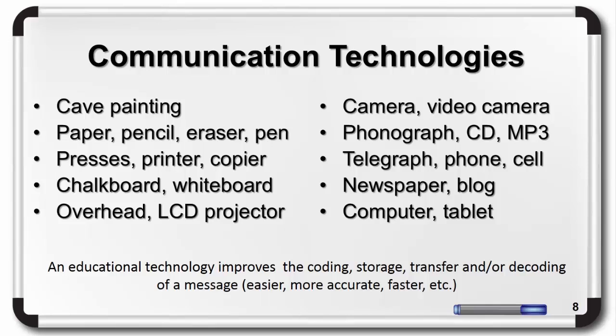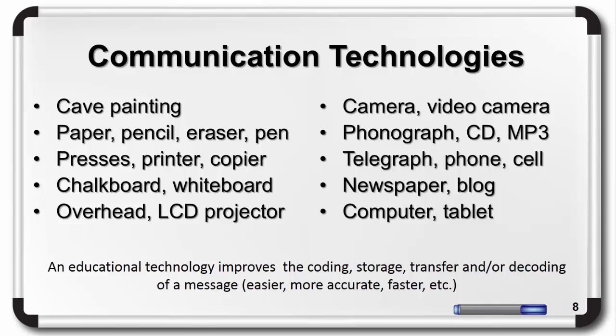Presses, printers, and copiers increased the efficiency and speed of writing and drawing on paper. Compared to cave painting, chalkboards and whiteboards increased the efficiency and ease of drawing, writing, and erasing on a wall, as did overheads and LCD projectors.